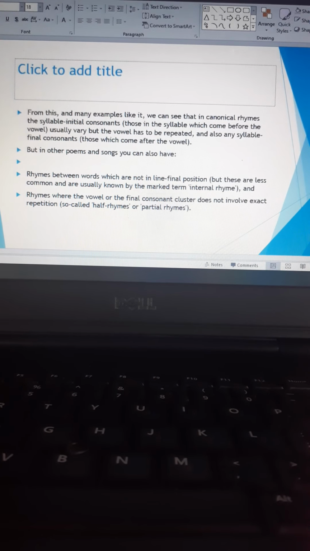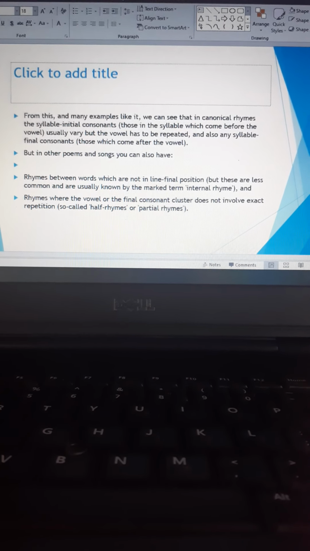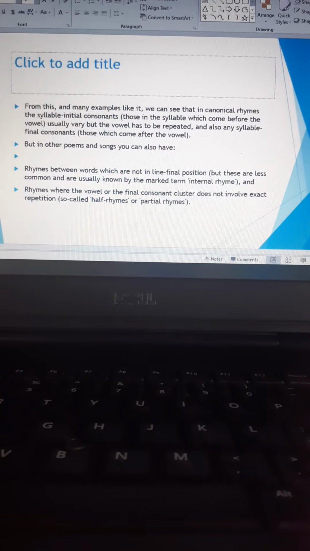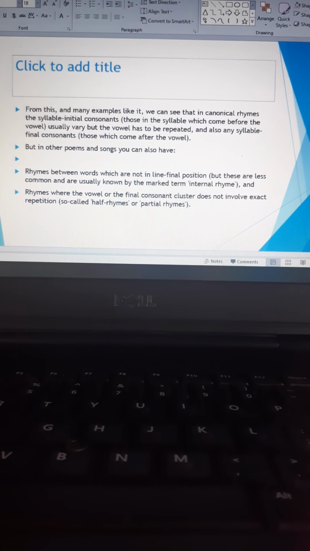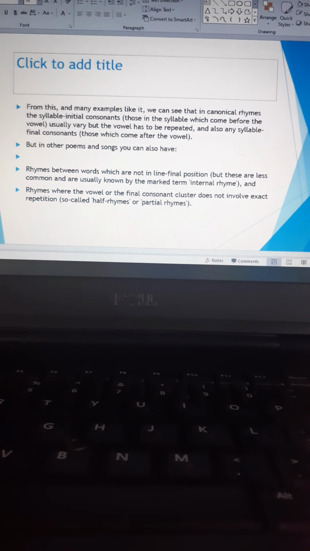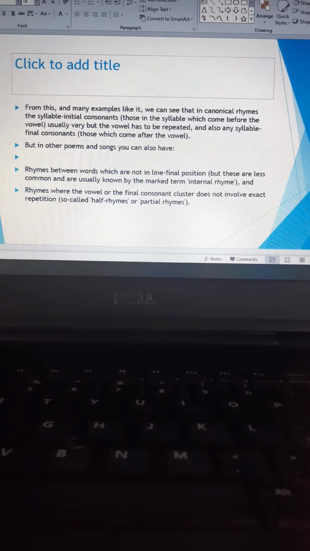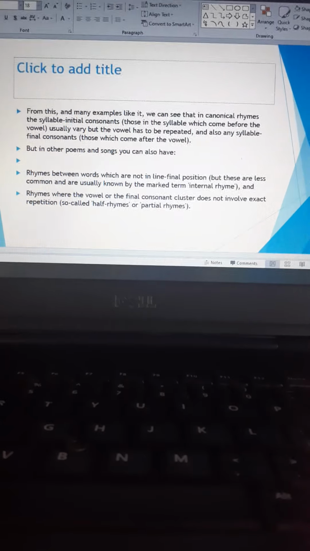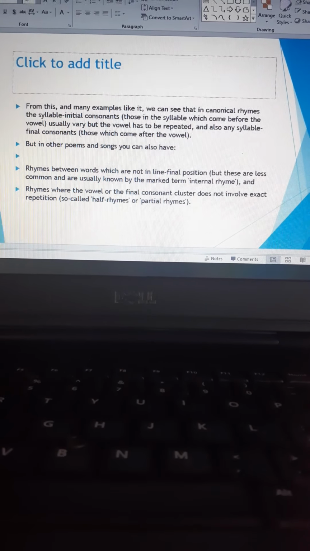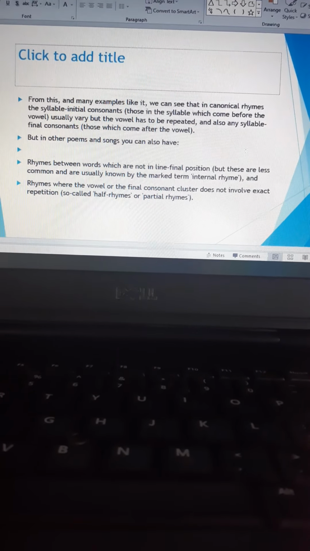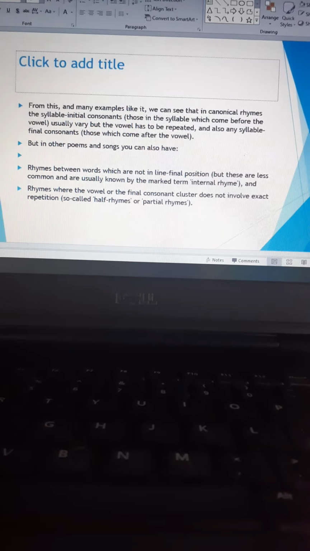But in other poems and songs, you can also have rhymes between words which are not in line final position, but these are less common and usually known by the marked term internal rhyme, and rhymes where the vowel or the final consonant cluster does not involve exact repetition are the so-called half rhyme or partial rhyme.